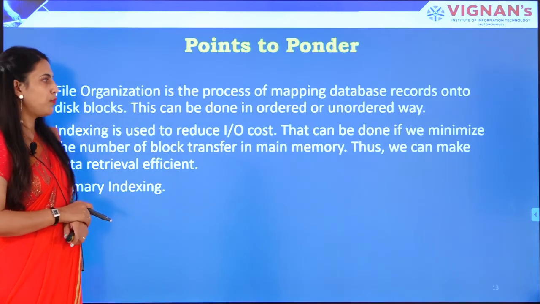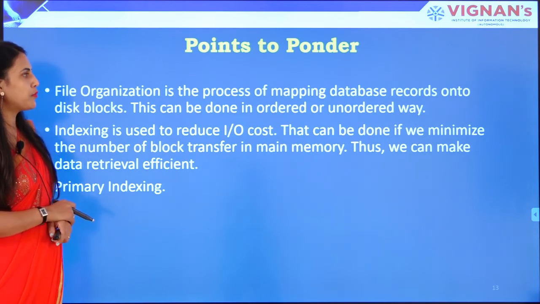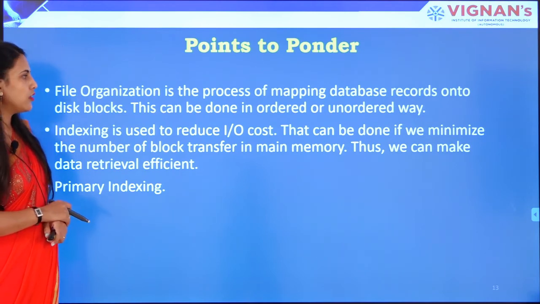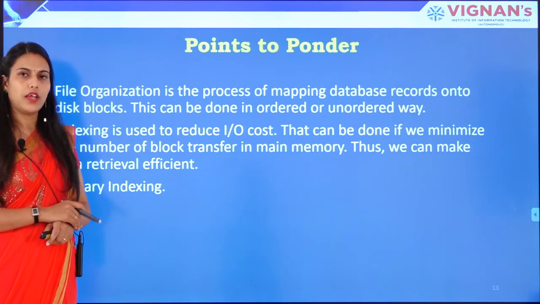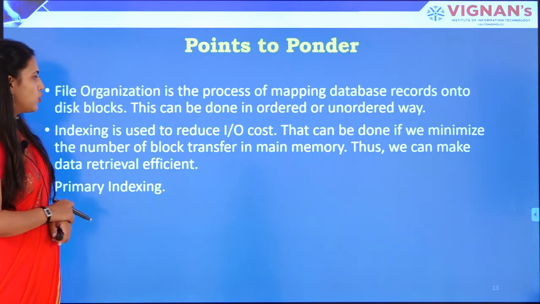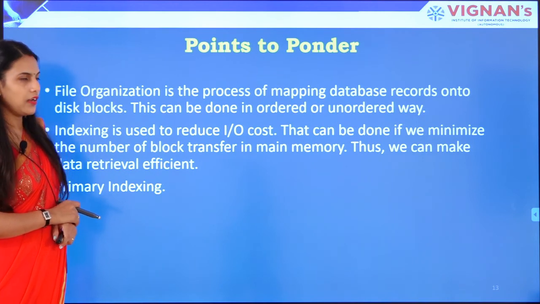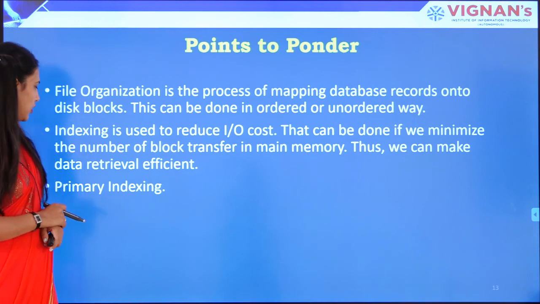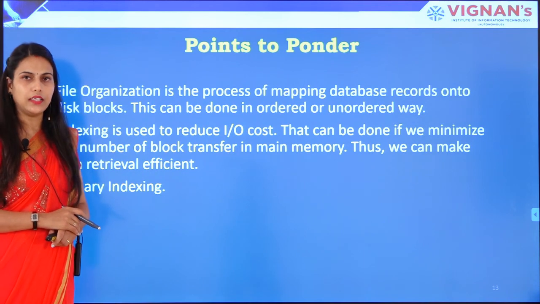Now here are some points to ponder. First we discussed file organization. So file organization is the process of mapping database records onto the disk blocks. This can be done in ordered way or unordered way. So we discussed sequential way and heap file organization. Then we discussed indexing. Indexing is used to reduce input output cost that can be done if we minimize the number of block transfers to the main memory. Thus we can make the data retrieval efficient. Then we discussed primary indexing in detail.